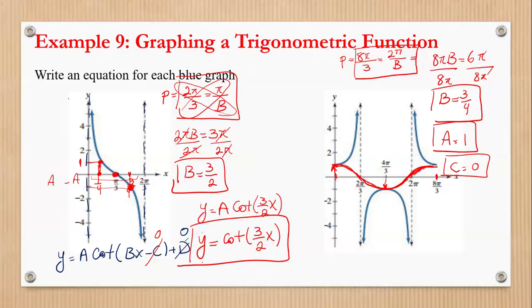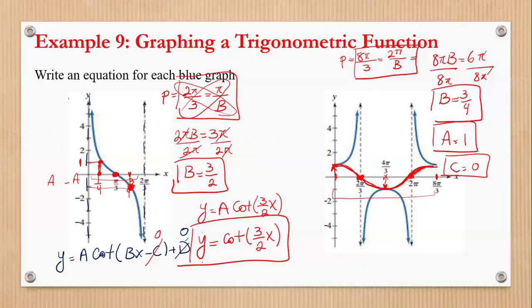No, because our x-intercepts are exactly on the midpoints. Half of the 8 pi over 3 is 1 period, half of that is 4 pi over 3, half of the 4 pi over 3 is 2 pi over 3, and the midpoint between 4 pi over 3 and 8 pi over 3 is 6 pi over 3, which is 2 pi. So we have all the points on the x-axis, so that means there is no vertical shift.